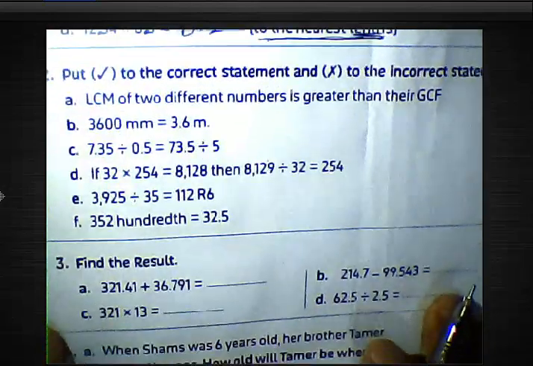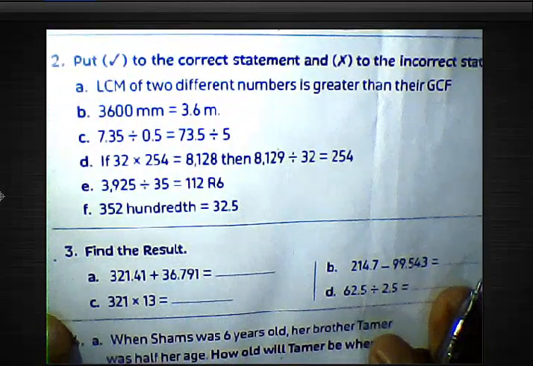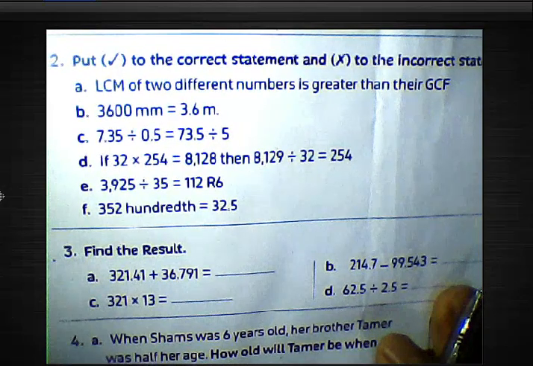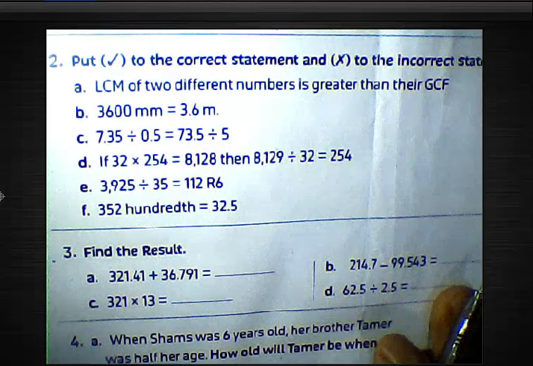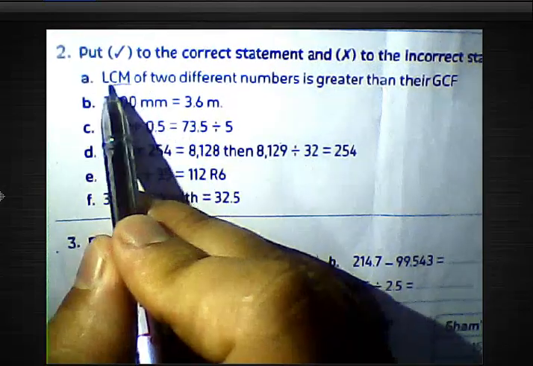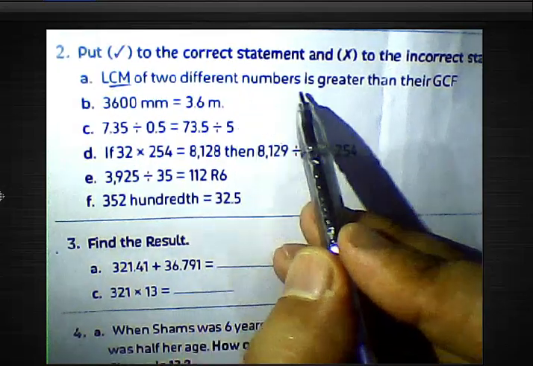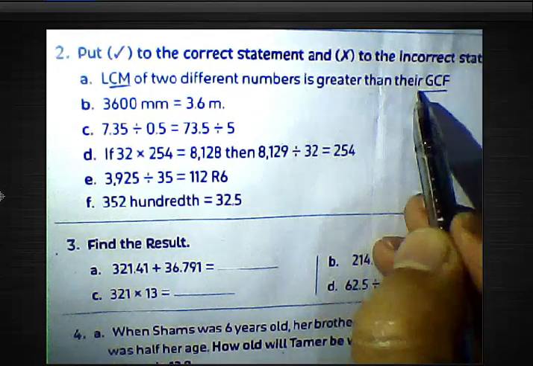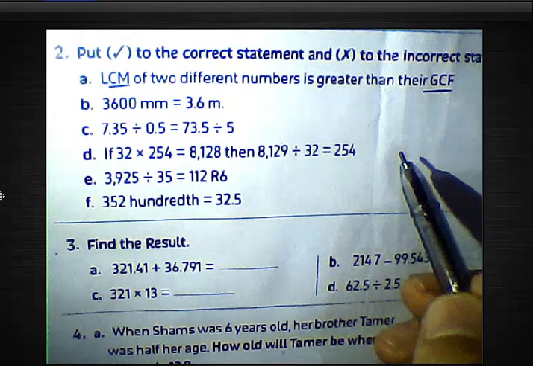Question number 2. Put true or false. Put true to the correct answer and false to the incorrect statement. Letter A. LCM, least common multiple, of two different numbers is greater than GCF, greatest common factor. True or false?